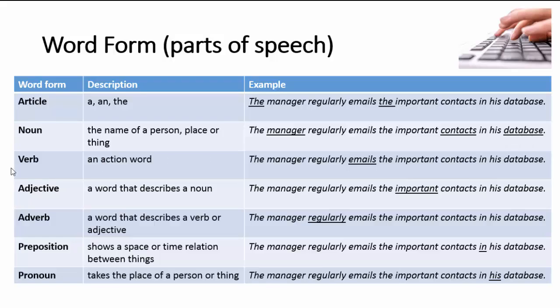Verb, a verb is an action word. So the manager regularly emails the important contacts. So email can be used as both a noun and a verb, but in this case it's a verb. An adjective is a word that describes a noun, so it normally comes before a noun. The manager regularly emails the important contacts in his database. So important is the adjective there.